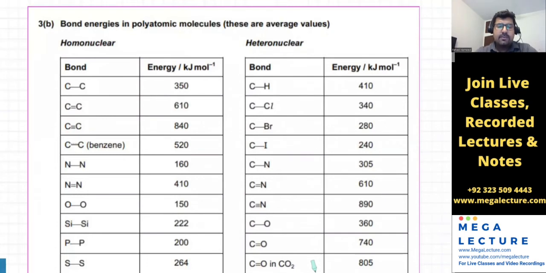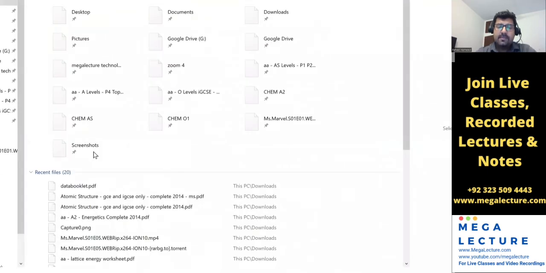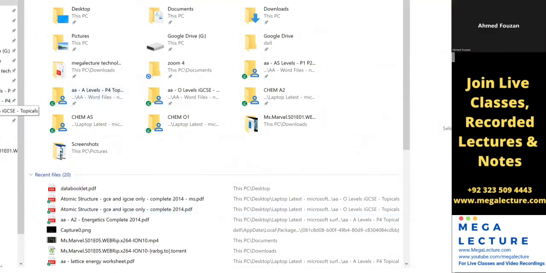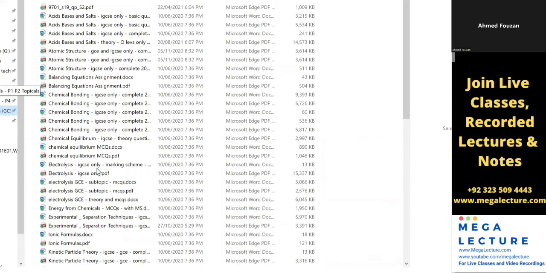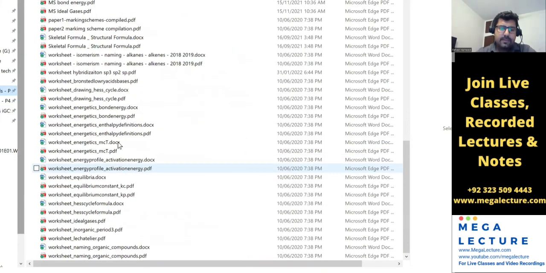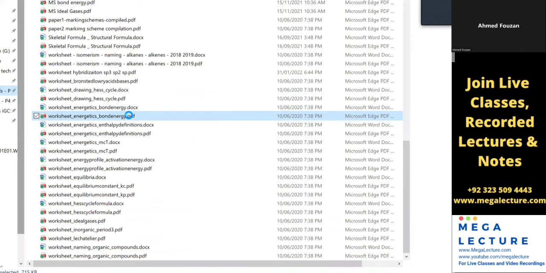And so we're going to start with the first worksheet. All you have to understand in this is that you have to figure out the number of bonds that are broken and the number of bonds that are going to be formed. So where's this bond energy worksheet? One second.